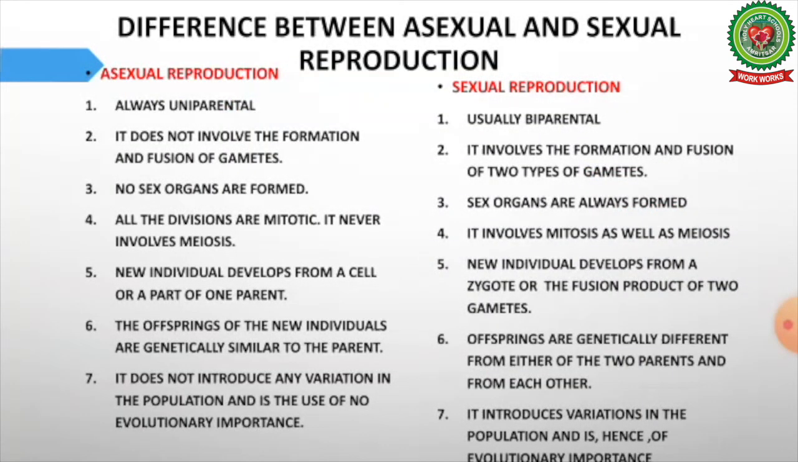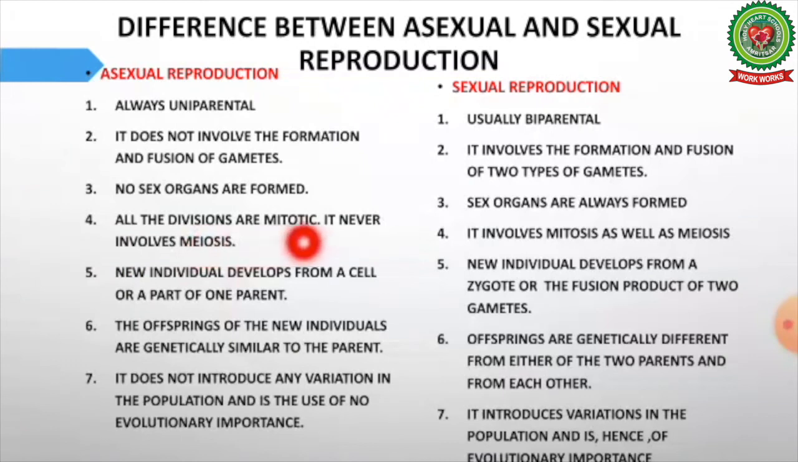Now we will be discussing the difference between asexual and sexual reproduction. Asexual reproduction is always uniparental. On the other hand, sexual reproduction is usually biparental. Asexual reproduction does not involve the formation and fusion of gametes. Sexual reproduction involves the formation and fusion of two types of gametes. No sex organs are formed in case of asexual reproduction, and sex organs are always formed in sexual reproduction.